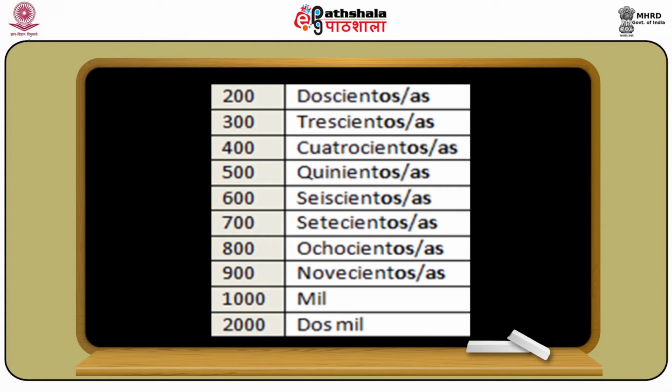So from 200 to 900, the numbers will agree with the gender of the noun. For example, masculine plural will be doscientos and feminine plural will be doscientas. In the same way, masculine plural will be trescientos and feminine plural will be trescientas till 900, and after that 1000 is mil, and after 1000 you can add the number. For example, 2000 is dos mil, etc.